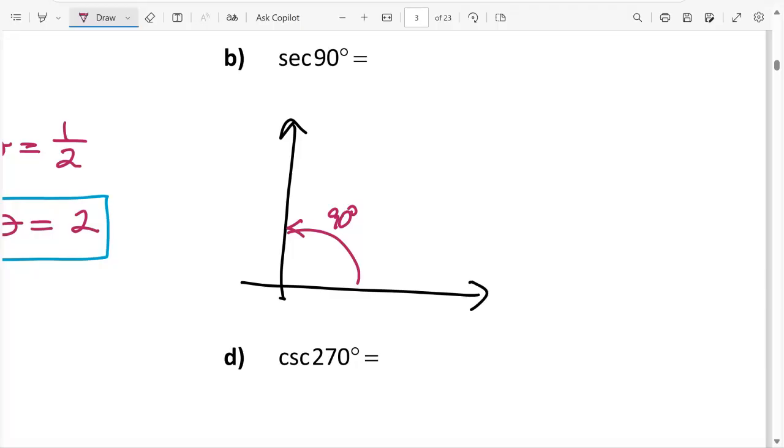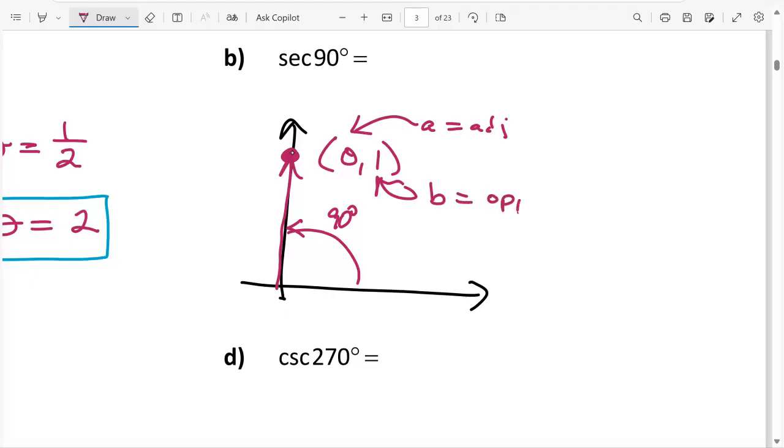Now we're going to find the secant ratio for 90 degrees. And since 90 degrees is a quadrantal angle, we're going to use our strategy of finding the endpoint of the terminal side, which will be the point 0, 1. 0 is our A value, which is the adjacent side, and 1 is the B value, which is the opposite side, and C, our hypotenuse, is 1.